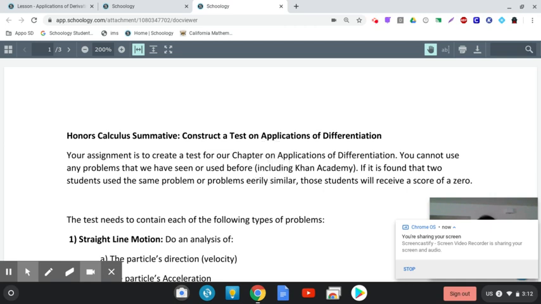Okay. So we've covered pretty much everything we need to do. Well, there's more we can do with the derivatives, but in this instance, this is a good stopping point. We've covered all the bases, so you're ready for a summative.